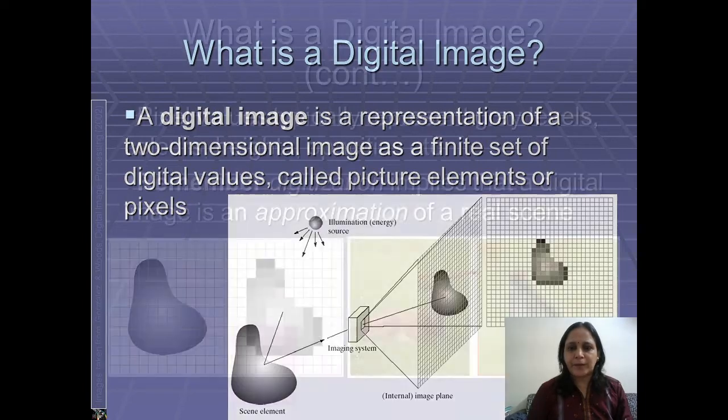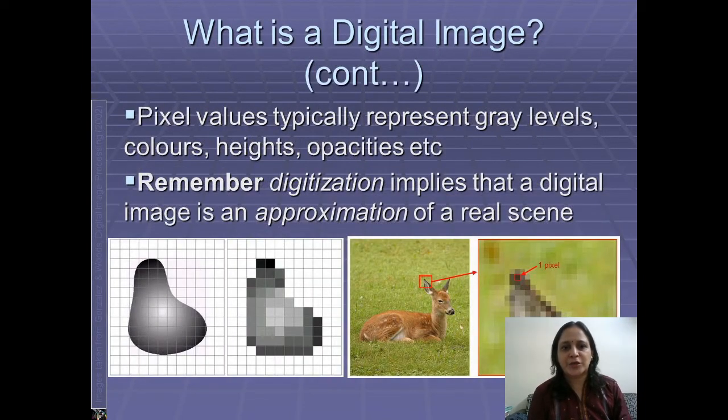Now let's see how we are capturing the image. We have seen that we are representing the image in the form of pixels. A pixel typically represents the gray level, color, height or capacity. That means the properties of the particular image we are storing in the form of a pixel. Now we have to digitize this image. We have this actual object and we are trying to digitize this object.